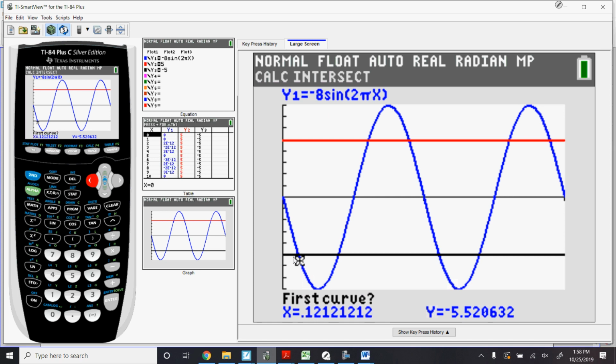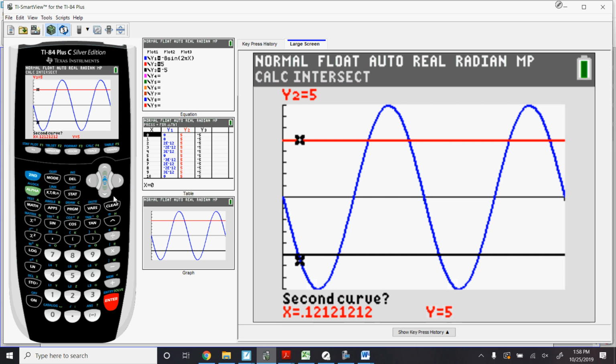Okay, so I'm going for this intersection. Now when I hit enter, something interesting is going to happen here. Okay, here I'll hit enter. It's wanting me to use this for my second curve because that was the second function I entered into my calculator. But I don't want the intersection of this blue line and this red line right now. I want the blue line with this black line, I think.